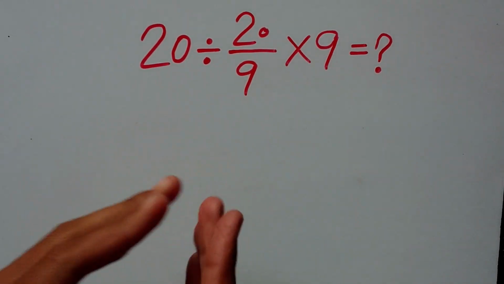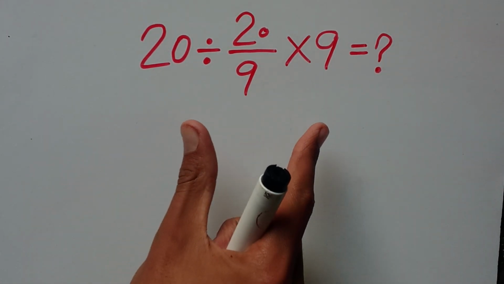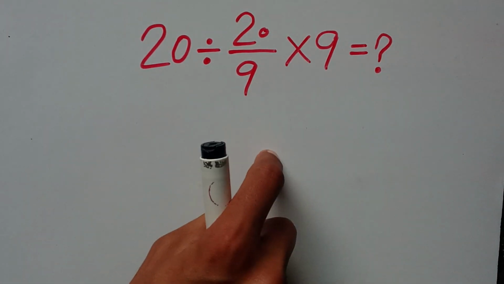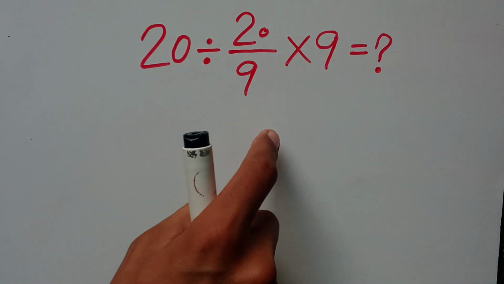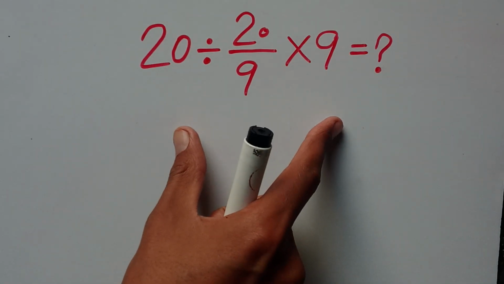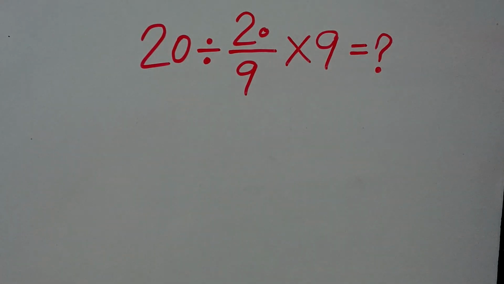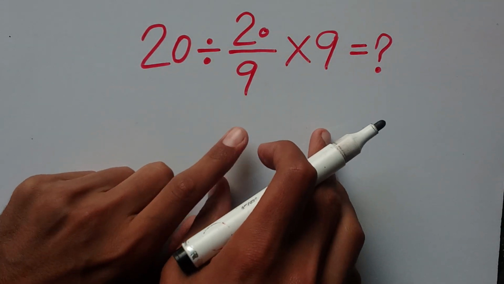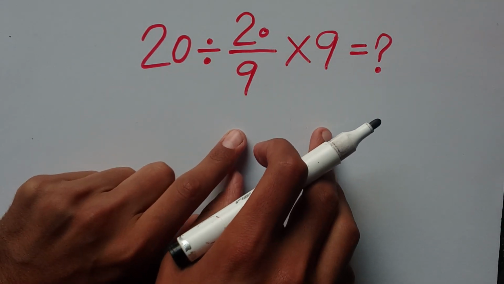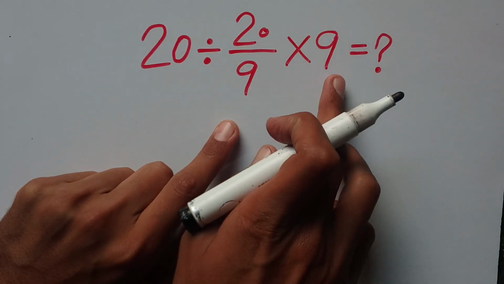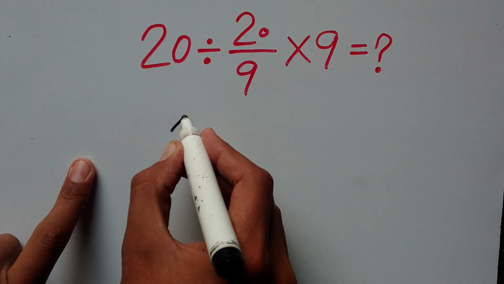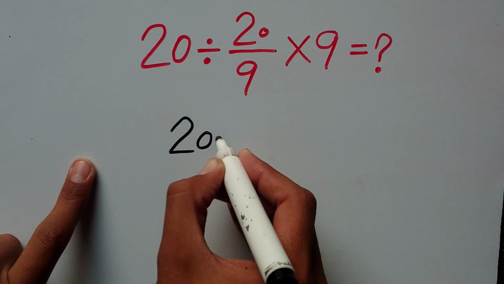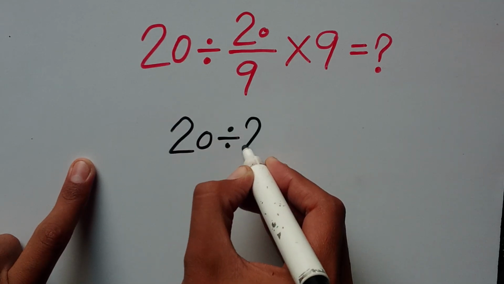Okay student, this is the second question of this video. Pause the video and tell me what your answer is for this question. Most people solve this question by the wrong method. They cancel this 9 and 9 and write 20 divided by 20.